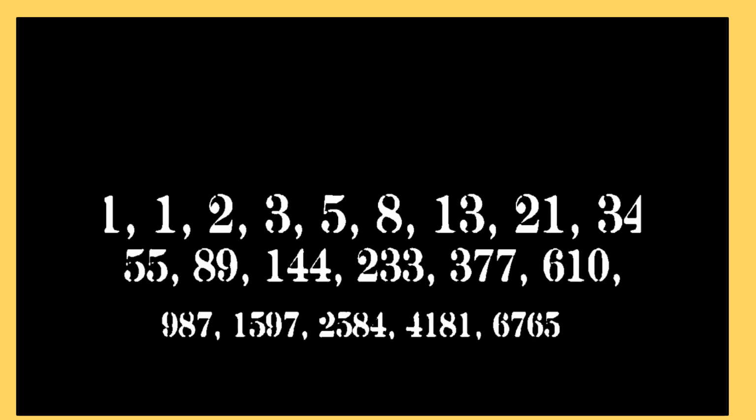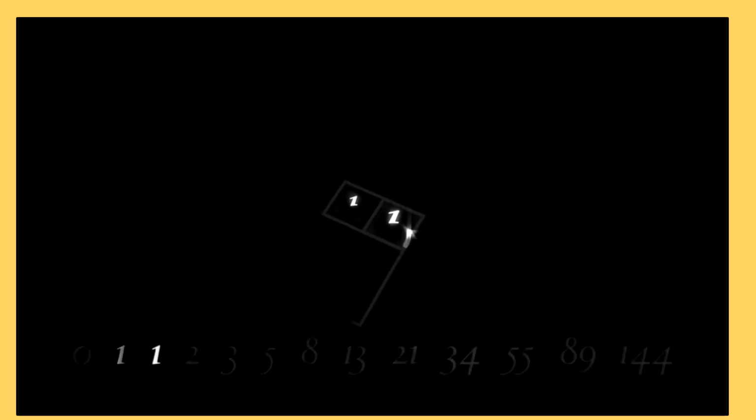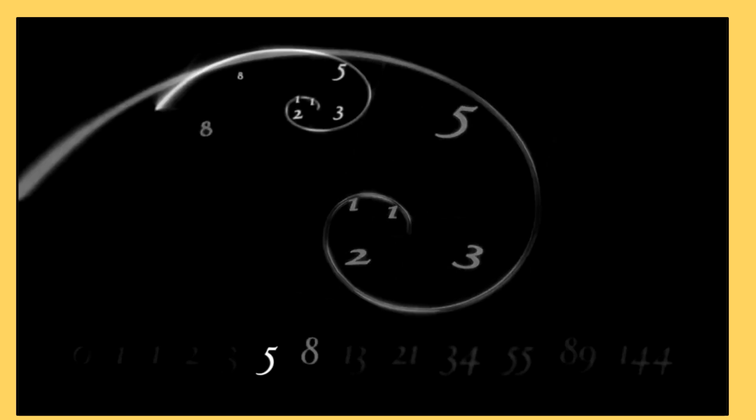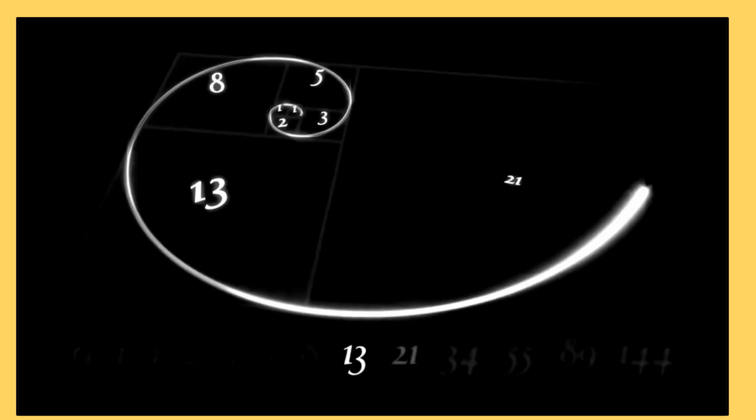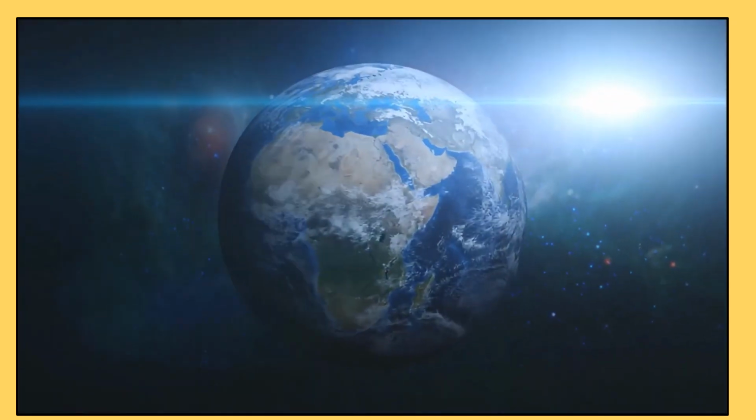The Fibonacci sequence is a series of numbers in which each successive number is obtained by adding up the two numbers before it. If we create squares using Fibonacci numbers and place them adjacent to each other, we get the famous Fibonacci spiral. Incredibly, this spiral growth pattern occurs over and over again in the universe around us.